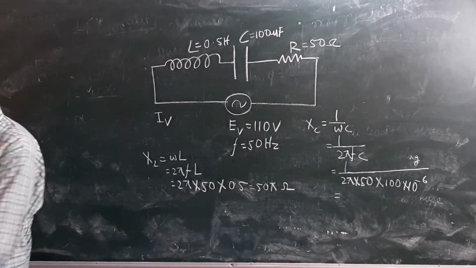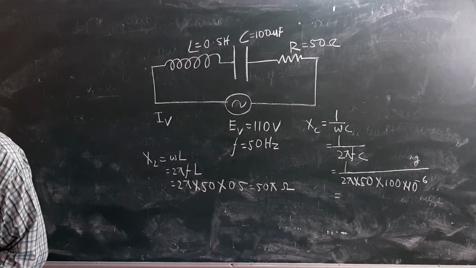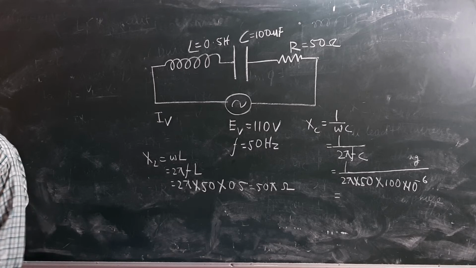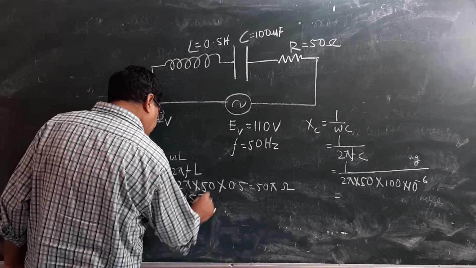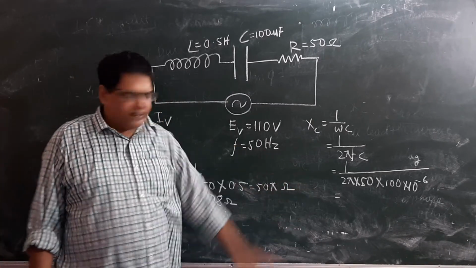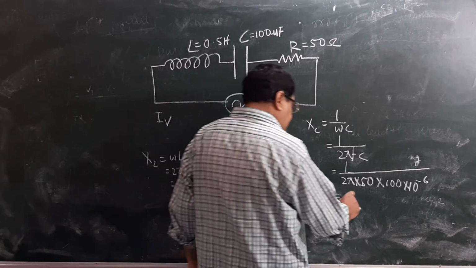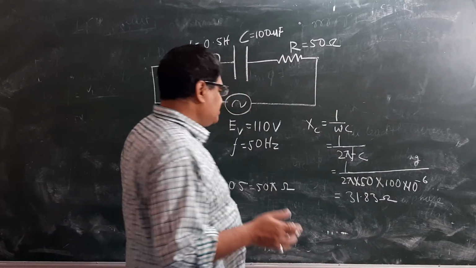XL comes out to be 157.08 ohm. And similarly, if we calculate the value of XC, XC comes out to be 31.83 ohm. The value of R is already given to us.